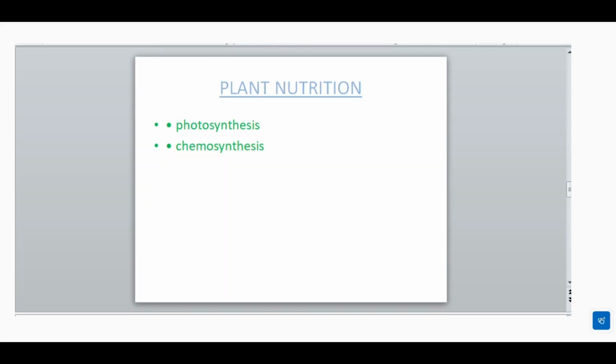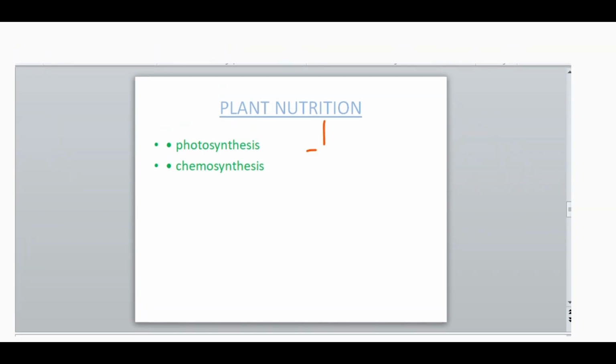Without wasting much of our time, let's dive into it. Plant nutrition. Plants carry out autotrophic nutrition. In this type of nutrition, the organism is able to manufacture its own food. They don't depend on another organism.